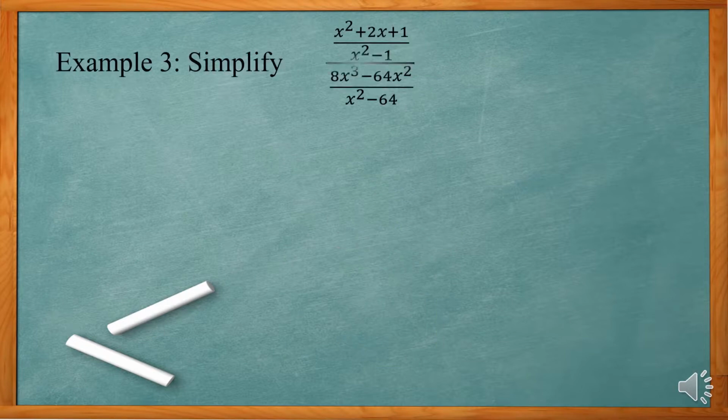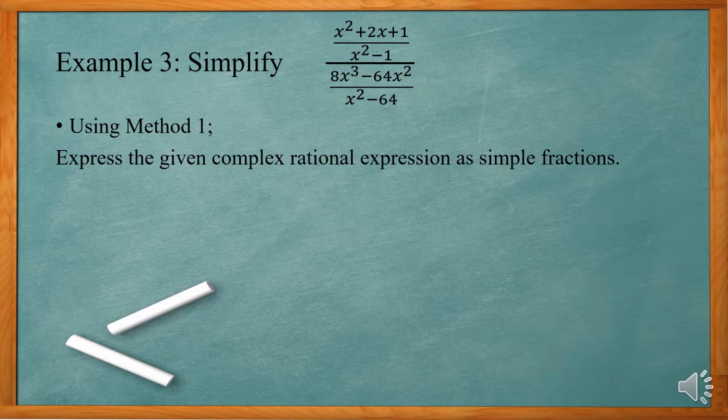So for this example number 3, we will try to simplify it using method 1 and method 2 so that we can compare our answers. So this example, using method 1, express the given complex rational expression as simple fractions.